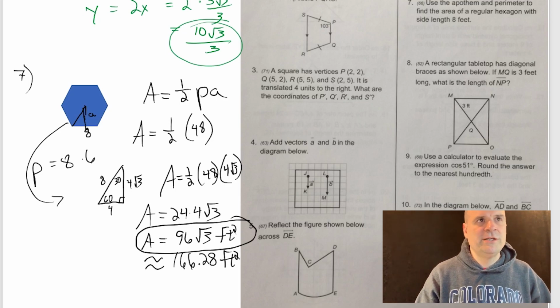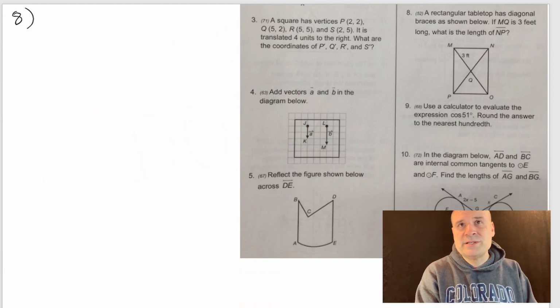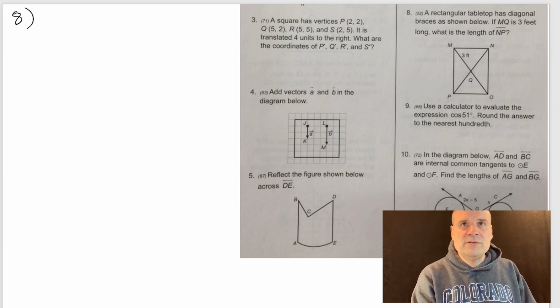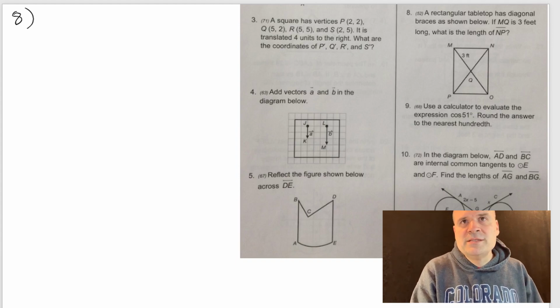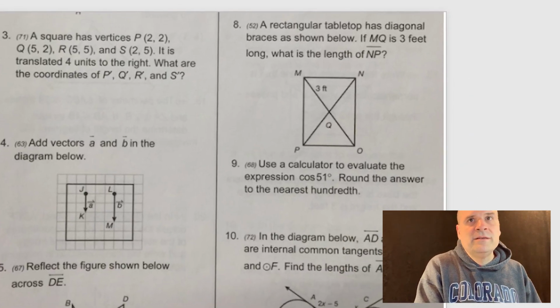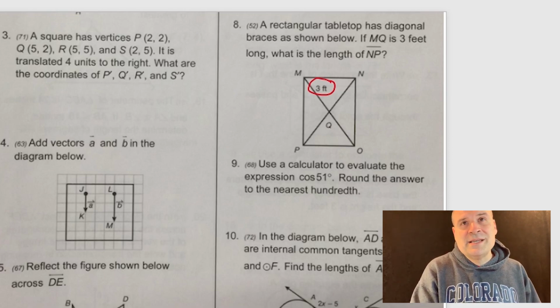All right, good. A rectangular tabletop has diagonal braces as shown below. If MQ is 3 feet, what is the length of NP? So if this part is 3 feet here, well, we're going to use our properties of rectangles that say the diagonals bisect each other. So if this is 3 feet, this is 3 feet. Remember, the diagonals cut each other in half. So if this is 6 feet, then NP is also going to be 6 feet.